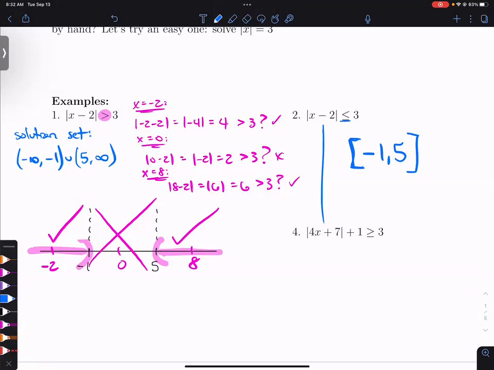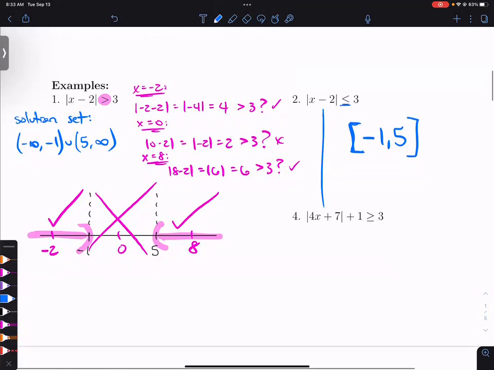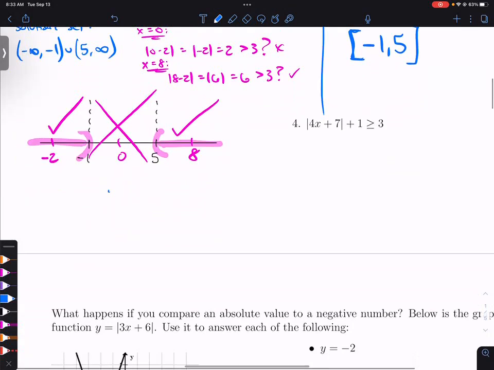Okay. And again, I can do that because it's the exact same expression. It's the absolute value of x minus 2. I'm still comparing it to 3. I'm just comparing it the opposite way, right? I'm looking for where it's less than rather than greater than. Okay, so that's going to be kind of the basic idea or pattern.